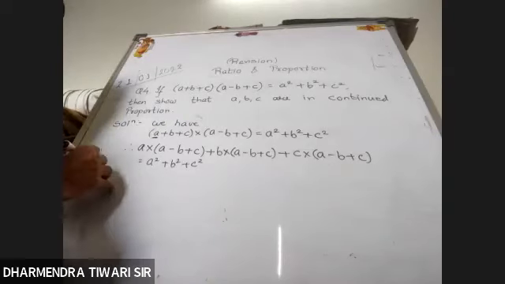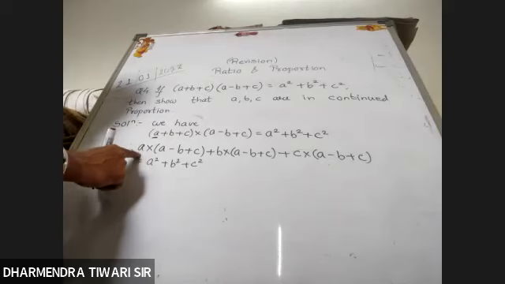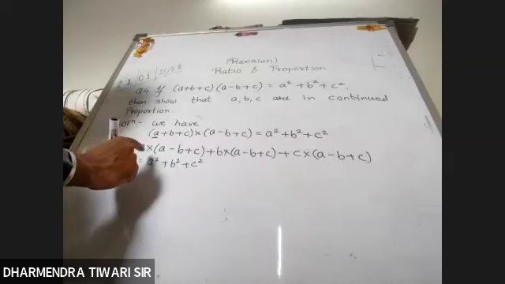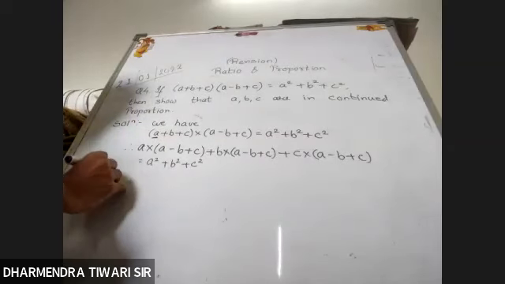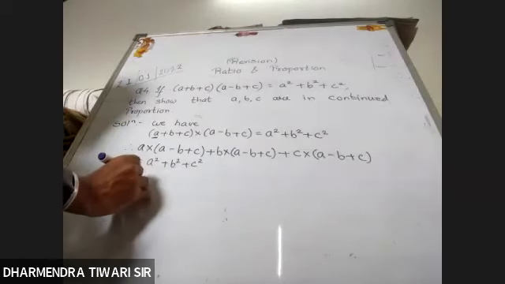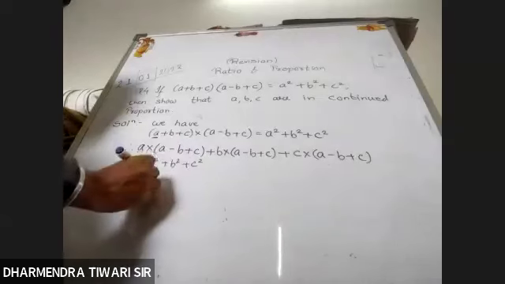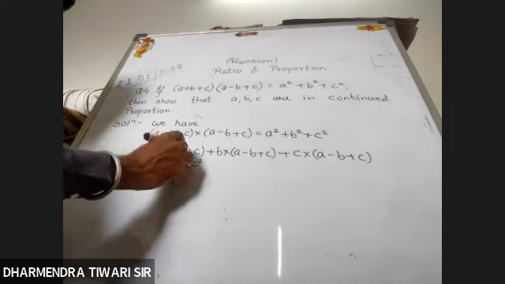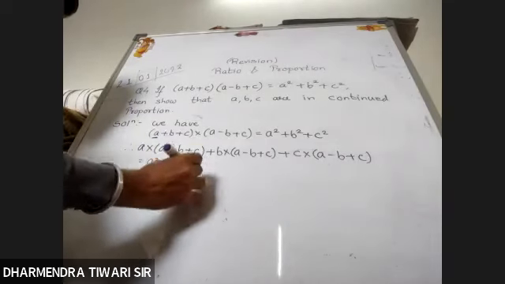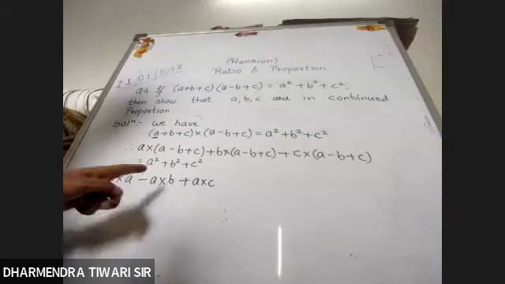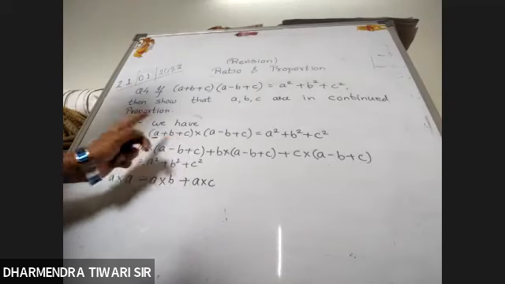Now let's open the bracket. After opening the bracket, A will get multiplied to each and every term present in the bracket. So A into A is A square, plus A into minus B, so plus minus minus, A into B, plus A into C. Hope this step is clear to everyone: A into A minus A into B plus A into C.